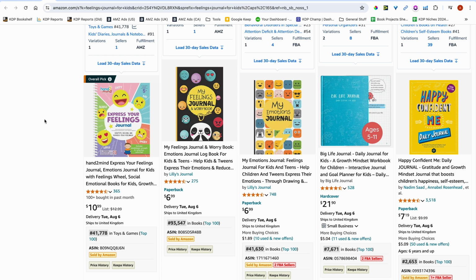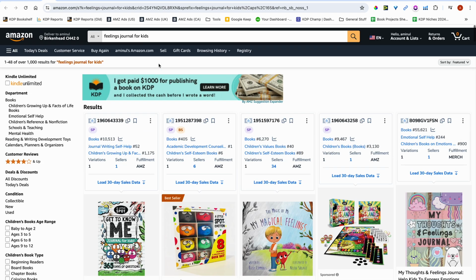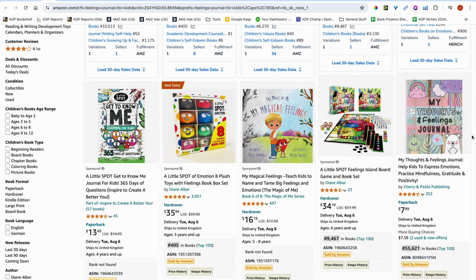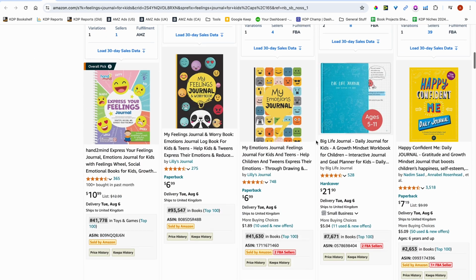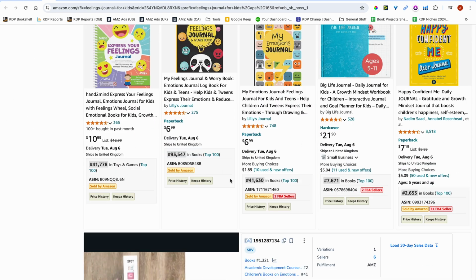So you might look at this particular niche, feelings journal for kids, and you might look at the BSR and determine that perhaps it's a good niche to get into as the BSR is quite good. So looking at this one, 55,000, this one here, 93,000, and then 41,000. So you might determine that this is a good niche to get into, but this is only one level of checking the BSR. What Helium 10's Chrome extension allows you to do is to have a deeper look at the books.